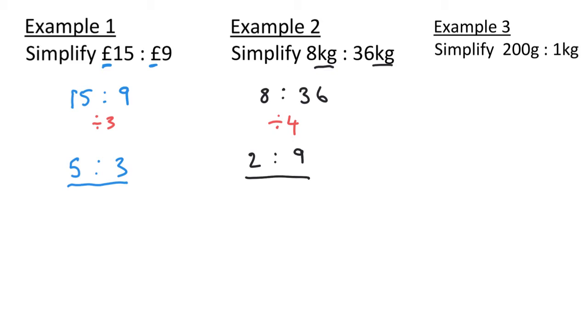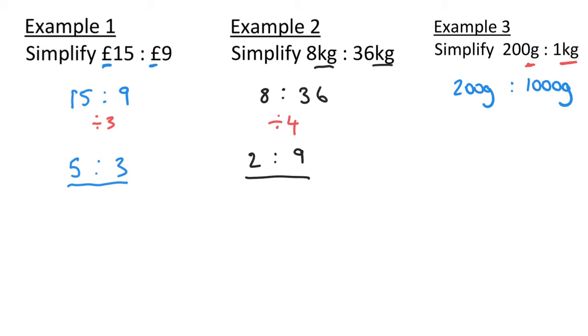And then the last one, example 3, or the last one for now, is simplify 200 grams to 1 kilogram. And here we can see that actually they have different units. And it's easier to change a kilogram into a gram. It's going to leave it as a much nicer number. So we're going to do that first of all, and that's going to be 200 grams to 1,000 grams. Remember, the prefix kilo means 1,000. So that's 200 grams to 1,000 grams.